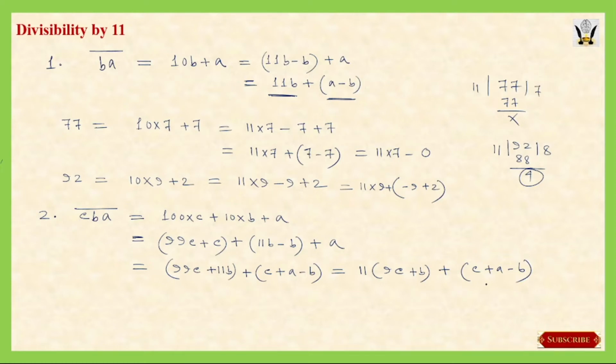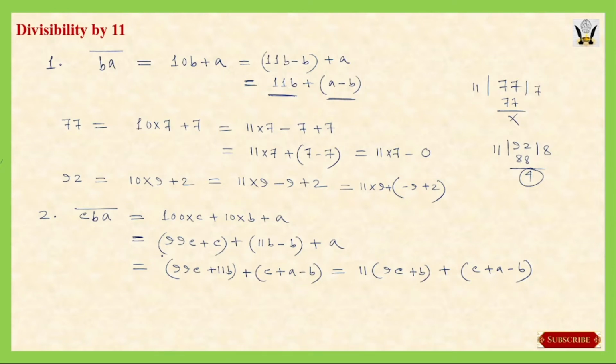So if the second part, the result of this addition and subtraction, if the final result is 0, like the case when we verified for the 2-digit number, a minus b, when it is 0, then the whole number is divisible by 11. So here also, if c plus a minus b is 0, then the whole 3-digit number will be divisible by 11. So how is the condition?